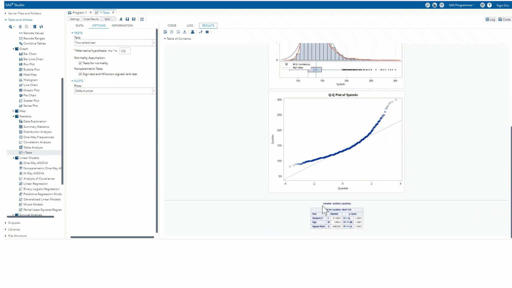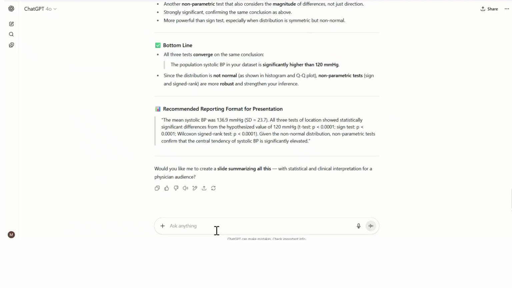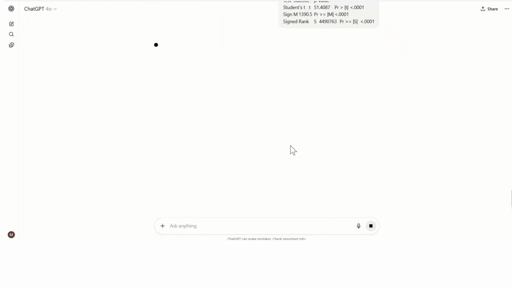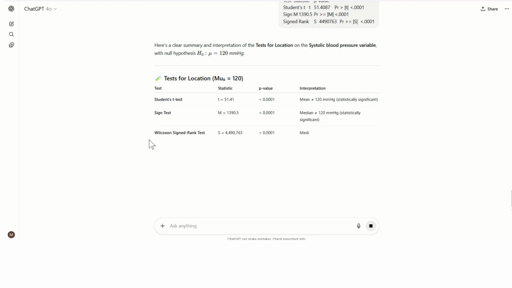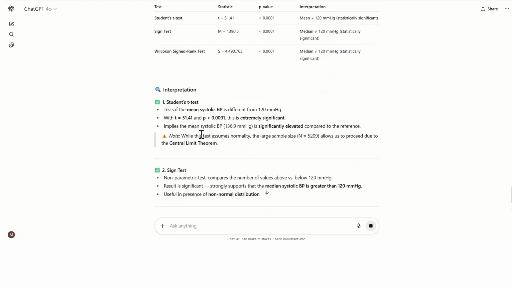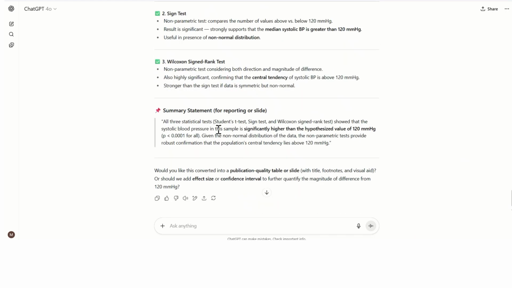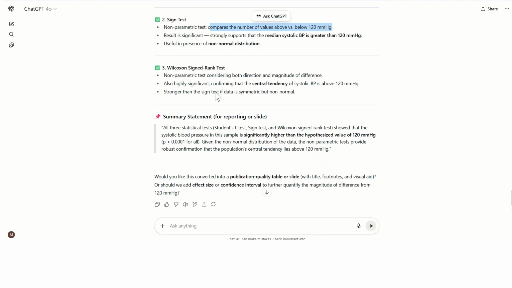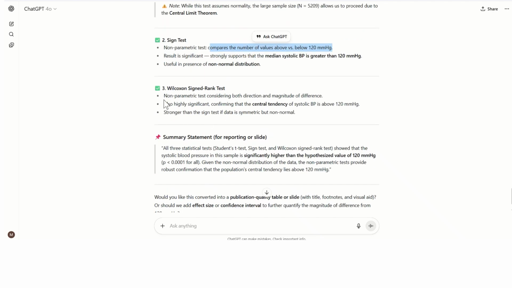At the bottom of our interpretation, we now see an additional table. I'm just going to copy this table, Control C, and paste it in ChatGPT and get the interpretations right there. Okay, so it is generating our results. We see that the non-parametric test compares the number of values above and below 120 millimeters of mercury, and here are the non-parametric test results.